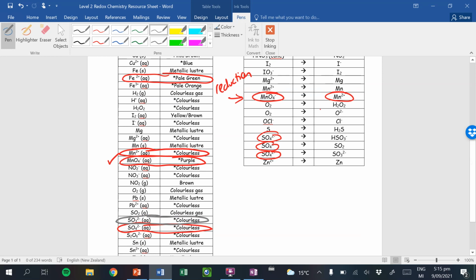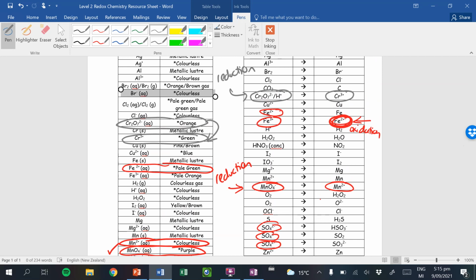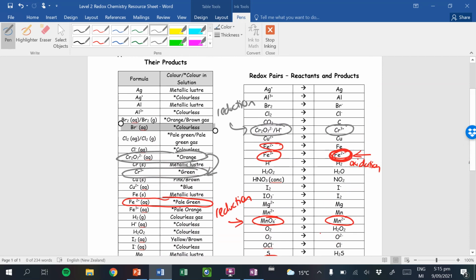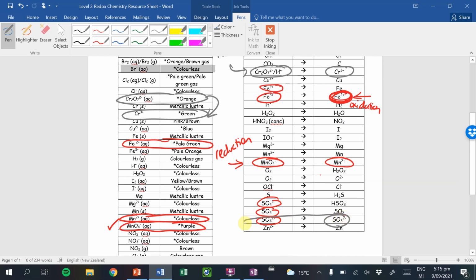All right, now I'm looking on this pairing to see if I can find the sulfite. Remember, you're looking for SO3, not SO2, and this is actually my only SO3. Yep. So it must be this reaction here as my oxidation, and that makes sense because I can see that it's going in reverse.